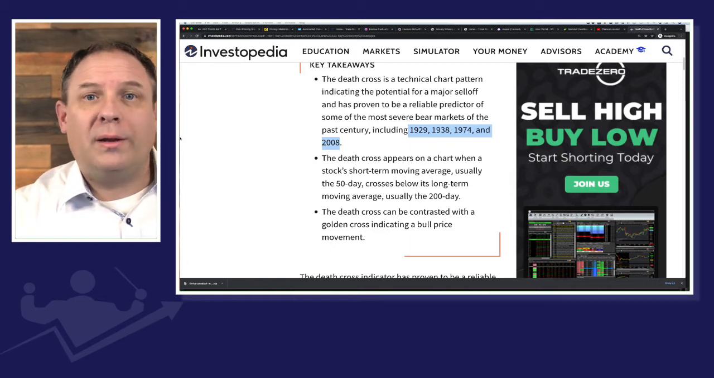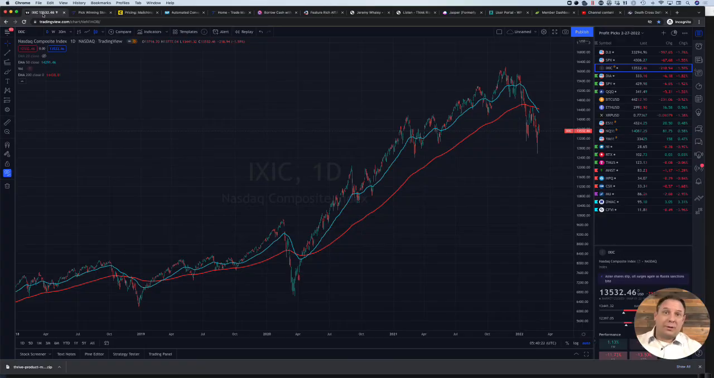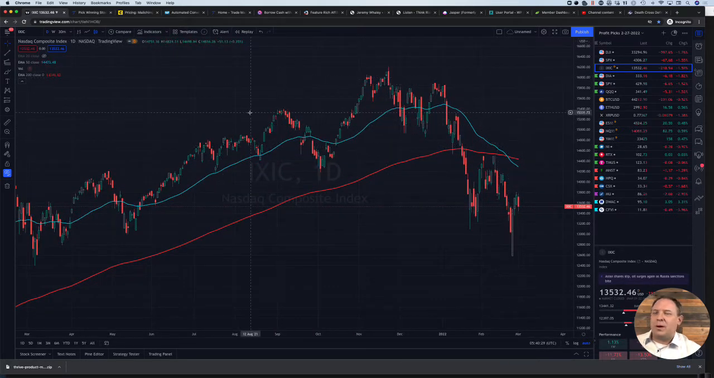So is it true? Well, it is true. There is a death cross. So let's come over here. And it's only happening on one chart. That's the other thing you need to know. It's only happening on one of these, and that is the NASDAQ. This is the NASDAQ. What I've put on this chart is two big old moving averages.